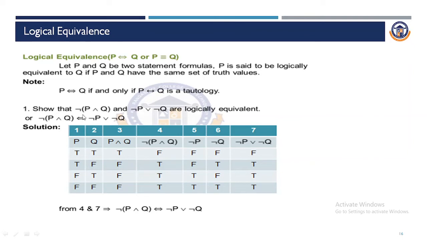Right? Problem: show that negation of P and Q and negation P or negation Q are logically equivalent. Right? So to form the truth table, P, Q, there exist 4 truth values; P and Q, negation of P and Q, negation P, negation Q, negation P or negation Q. Right? From the 4th column and 7th column, the truth values are the same. Therefore, negation of P and Q is equivalent to negation P or negation Q.